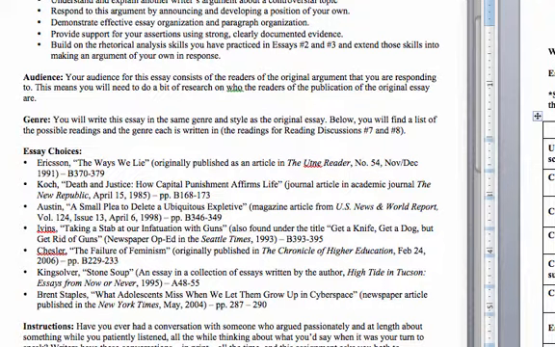Genre, in this essay, same thing. You want to write your paper in the same genre that the original essay was written in. So, for instance, Brent Staples' What Adolescents Miss When We Let Them Grow Up in Cyberspace was a newspaper article that was published in the New York Times. New York Times tends to be a liberal audience. It's a newspaper article, so it has some length and depth to it.